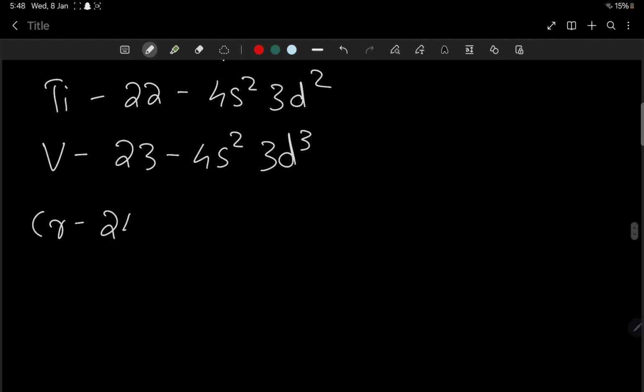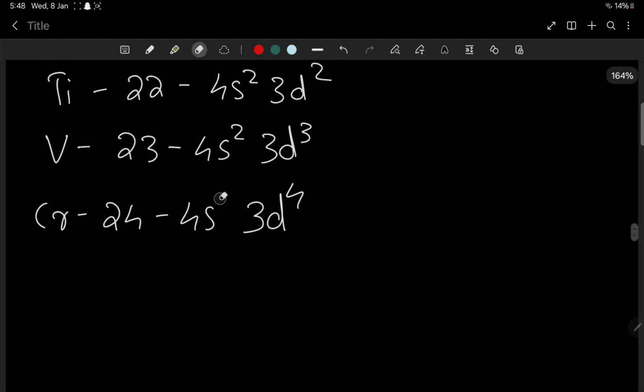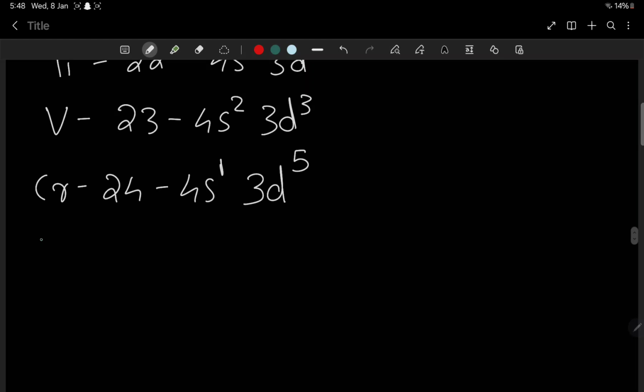Chromium, it is 4s1 3d5, not 4s2 3d4. Why is it arranged like that? Because for getting half filled configuration in d and s, both are half filled, which is more stable. Now manganese, 25, that is 4s2 3d5.